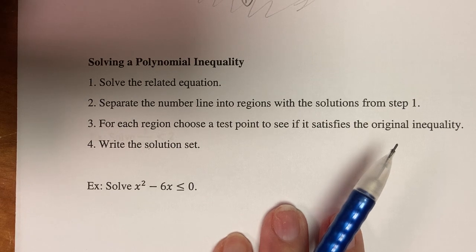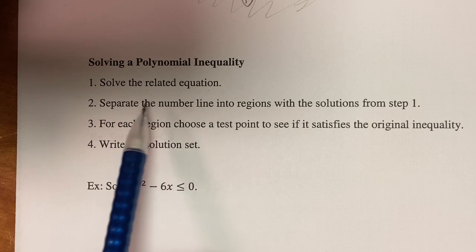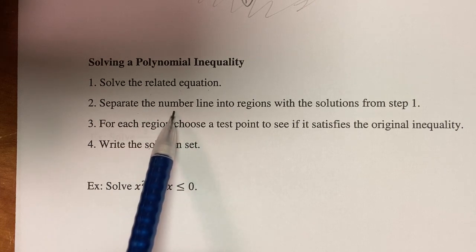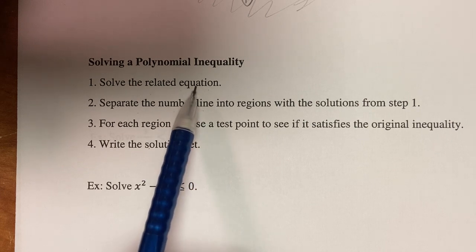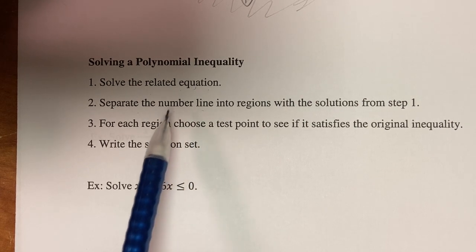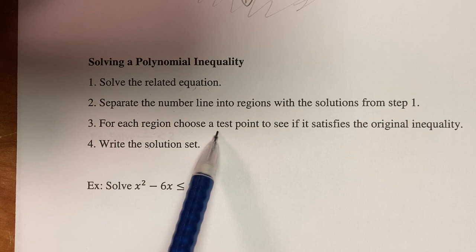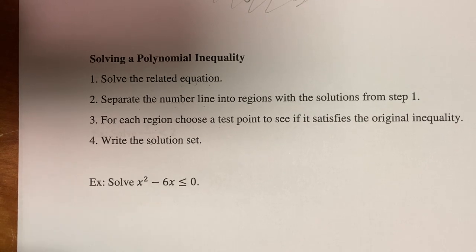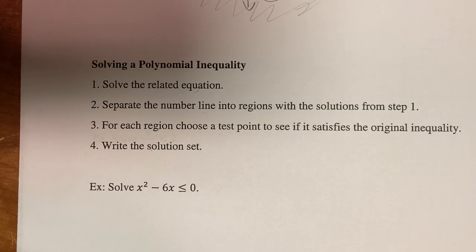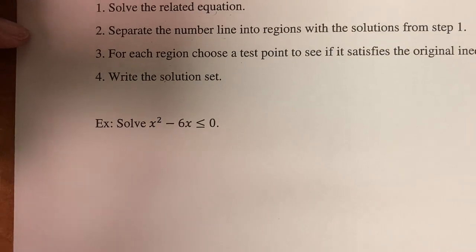So the first thing that we're going to do is solve the related equation. Then we're going to look at a number line and separate that number line into regions with the solutions from the equation that we solved. From each of those regions, we're going to take a test point and test it. And for those regions where the test point is true, that's going to give us our solution set. Okay, so let's go through those steps with this first one.